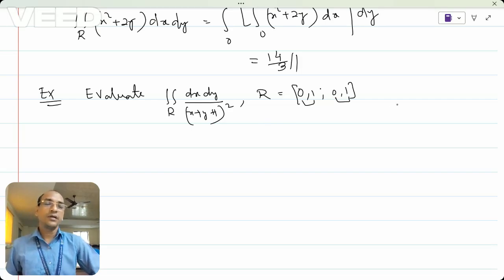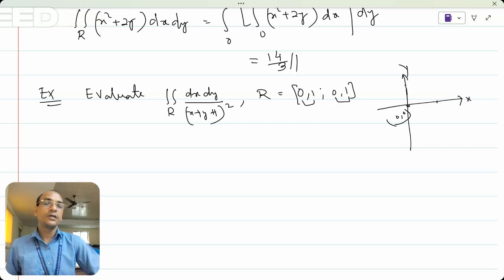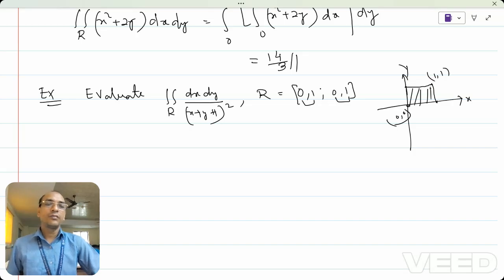So my rectangle is like this. This is my (0,0), this is my x axis, this is my y axis, and this is my y equal to 1, so I can have the square like this. This point will be nothing but (1,1). So my aim is to evaluate this double integral over this rectangle.